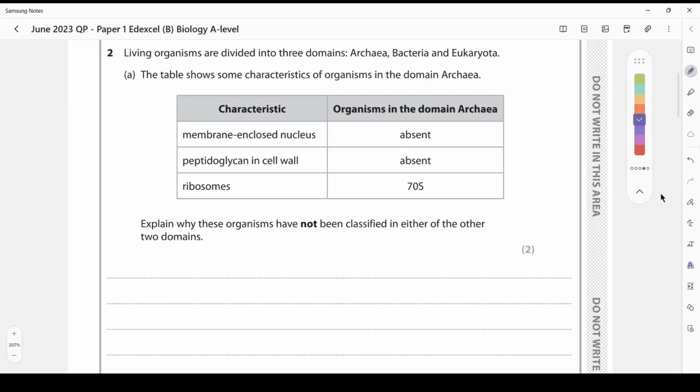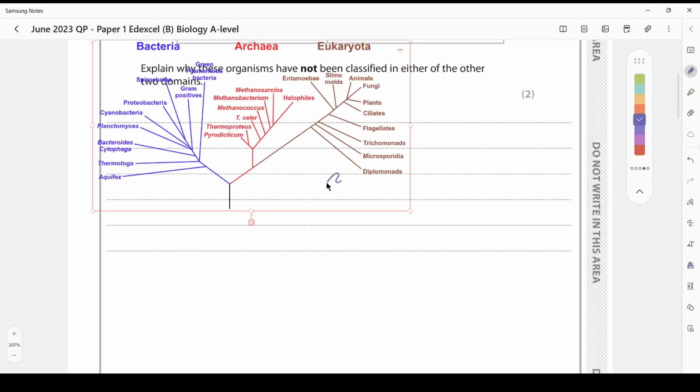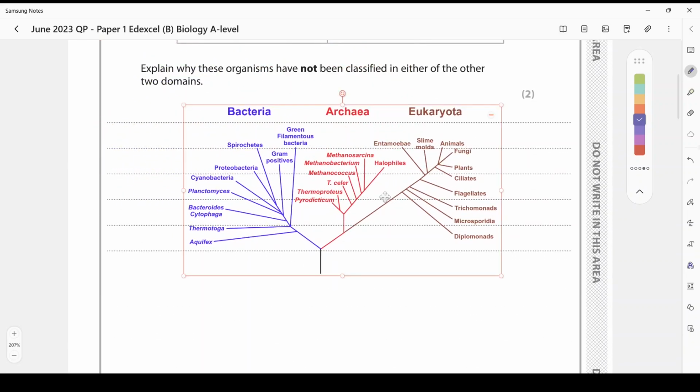Living organisms are divided into 3 domains: Archaea, bacteria, and eukaryota. The table shows some characteristics of organisms in the domain Archaea. Okay, so here's a little bit of history. Archaea used to be part of bacteria, and there used to be a 2-domain system in which you just had bacteria and eukaryotes. But then afterwards they found out that Archaea had features that are quite similar to eukaryotes and also very similar to bacteria as well. So now we have a 3-domain system in which Archaea is now its own domain.